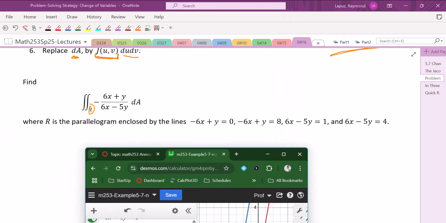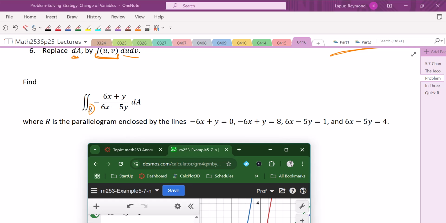So I have negative 6x plus y equals 0. So that's a line going through 0. If you solve for y, I think that has a slope of positive 6 or something like that. So it's fairly steep. Here is the same thing, except I have an intercept at 8.